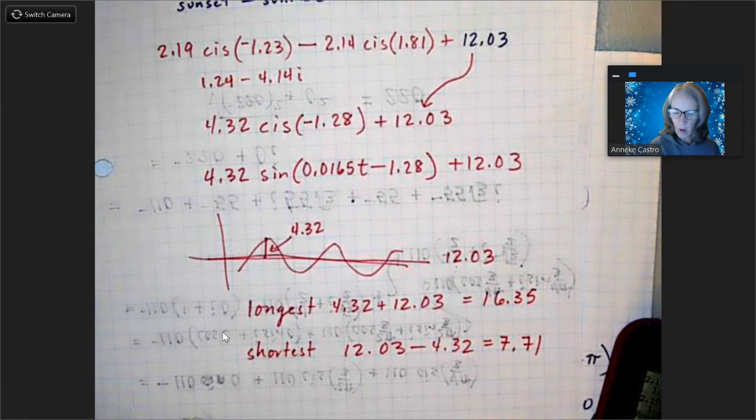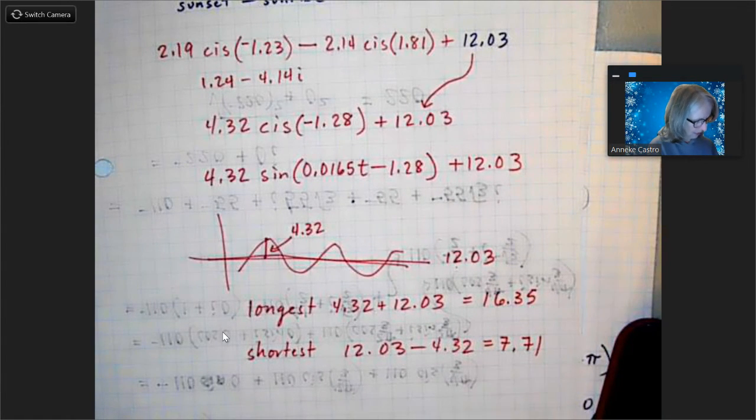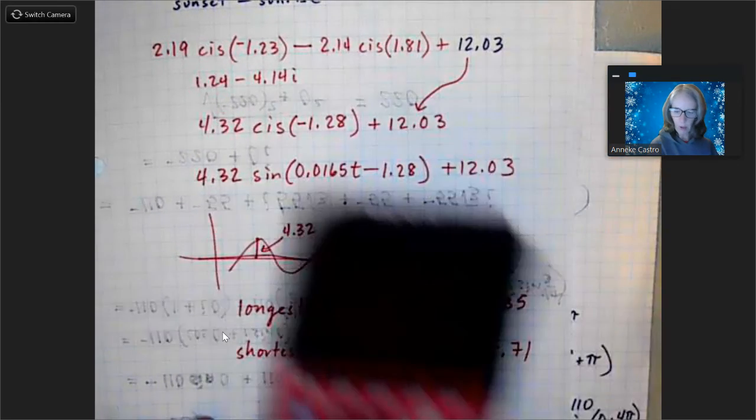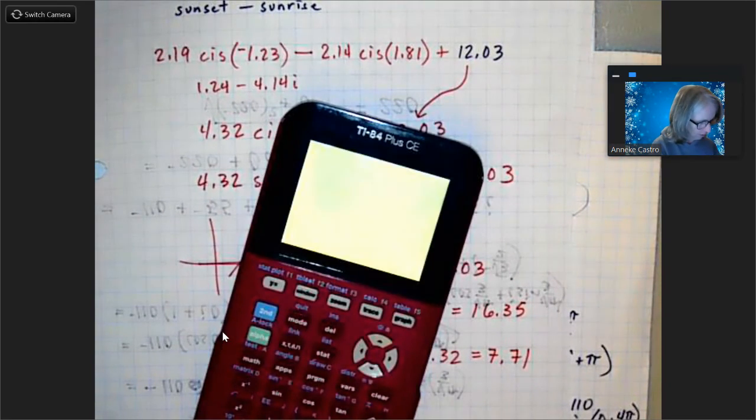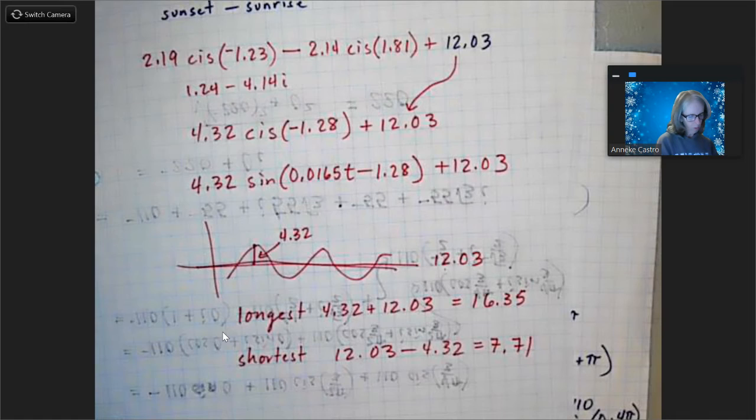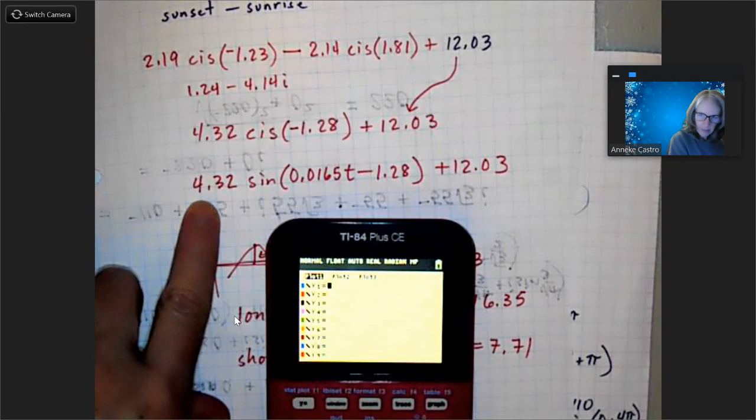All right, so now we need to find when this happens. What date do we get these longest and shortest days? This is where I would actually want to put this into my graphing calculator. Let me clear out everything I've got in here. I'm going to put in my sunlight function into my graphing calculator.